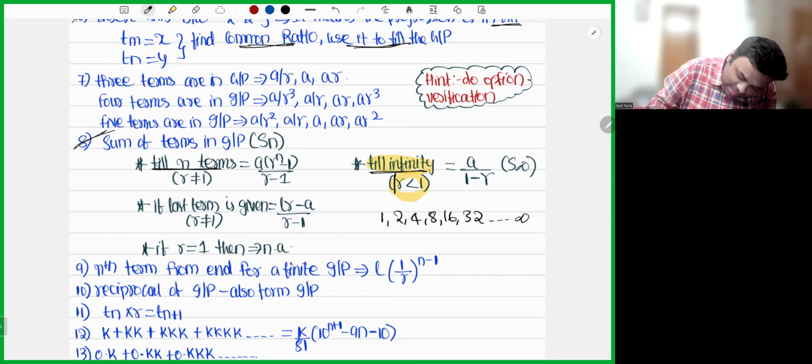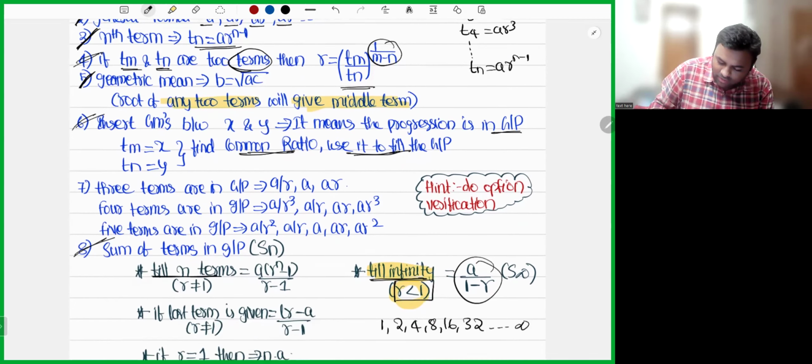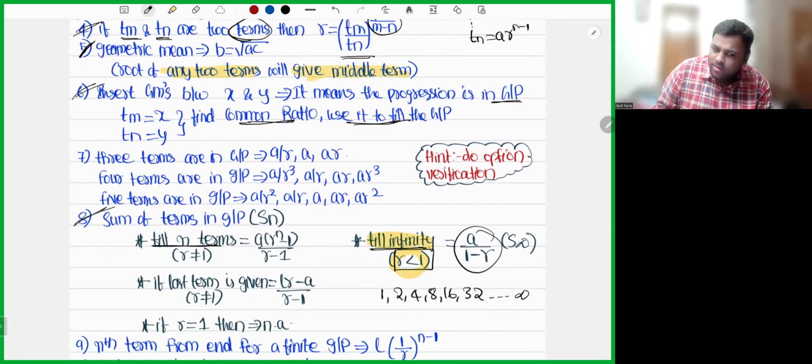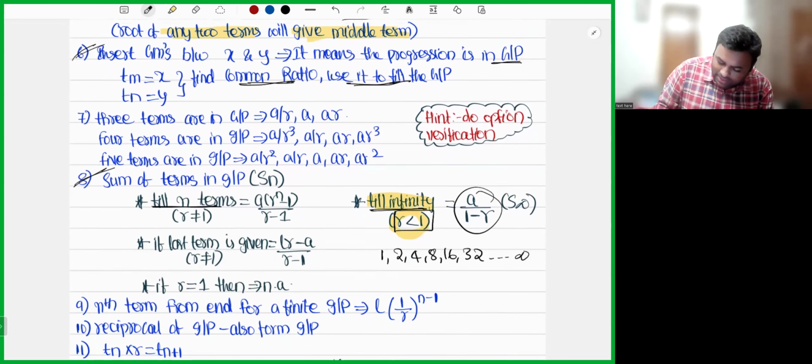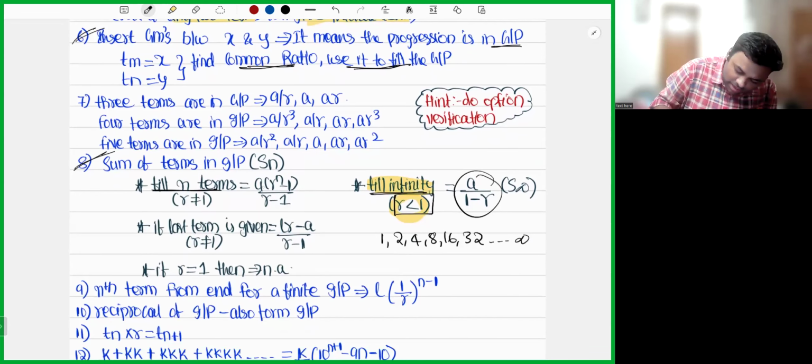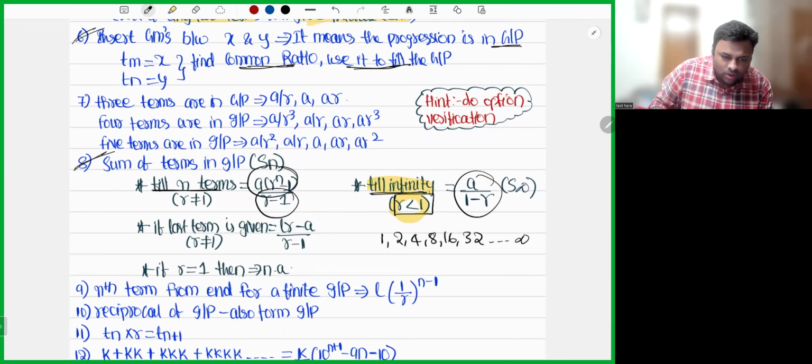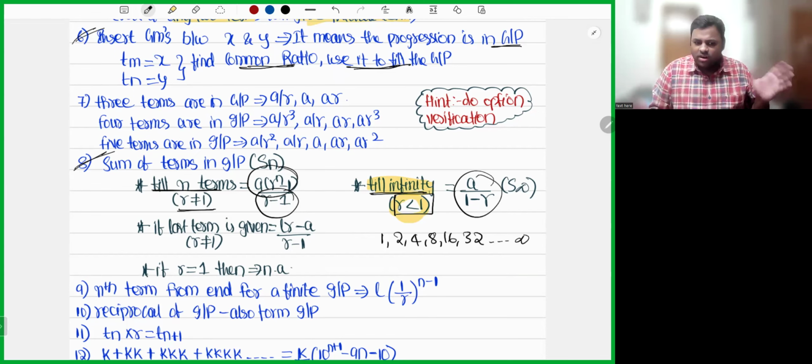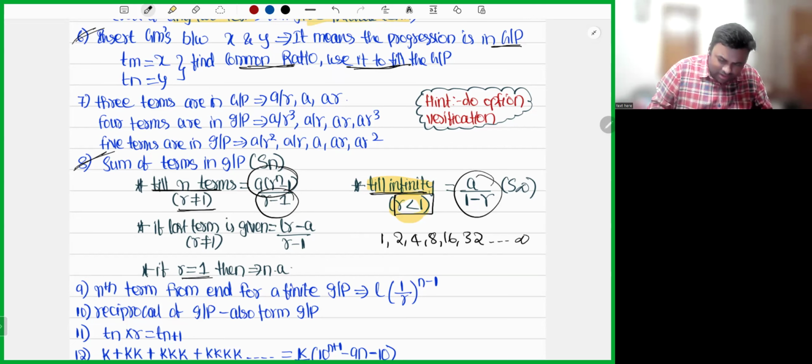If r is less than 1, this is the limits formula. Using limits, they have developed this formula: a divided by 1 minus r. If you want to calculate the sum till n terms, the formula is a into r power n minus 1 by r minus 1, provided that r should not be equal to 1. It can be greater than 1 or less than 1, nobody cares. If r is equal to 1, however, this question they never asked in the examination, the sum till n terms will be n into a.